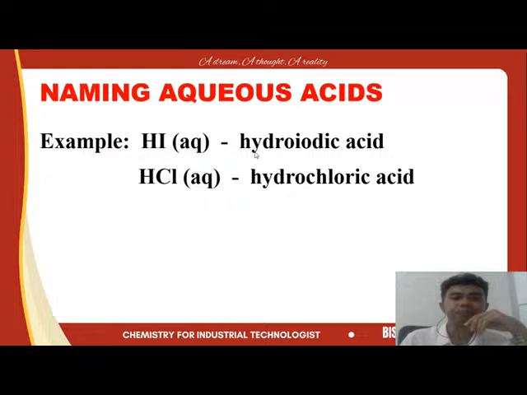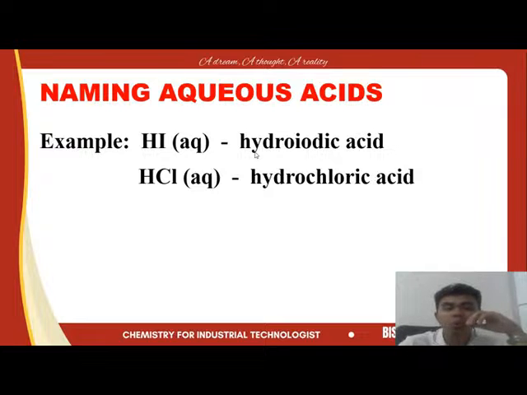Let's have an example. We have here HI, which is aqueous. To name that, we use the prefix hydro, and the I symbol is the element iodine, so what we do is we just get the root word, the stem of the element iodine, and then replace it with the suffix ic, and then add the word acid at the last part. So we name it hydroiodic acid.